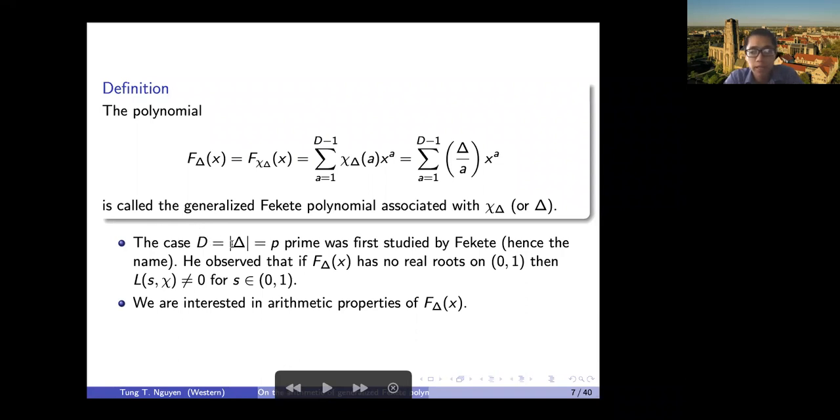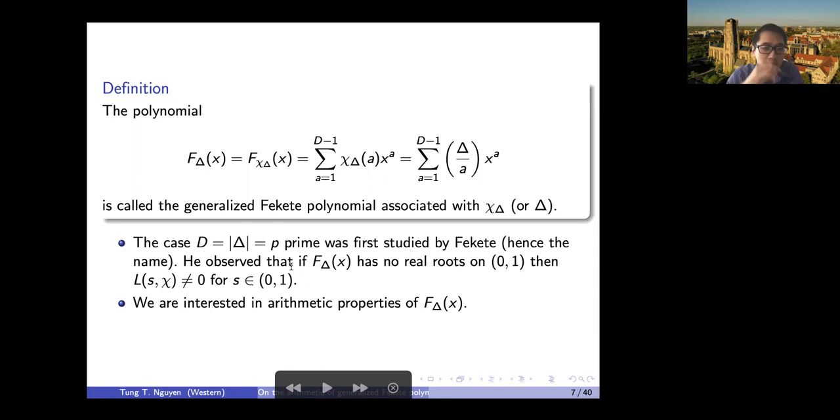The case where d equals delta and the conductor is a prime number was first studied by Fekete, and that's why we have the name. He made a very interesting observation: if this polynomial has no real root on the interval from 0 to 1, then the L function does not vanish for any s on the interval from 0 to 1. In other words, if f has no real root, then there are no zeros of the L function there. The zero problem is a famous problem in number theory. He then made the conjecture that the polynomial has no real root on (0, 1). That conjecture turned out to be wrong.